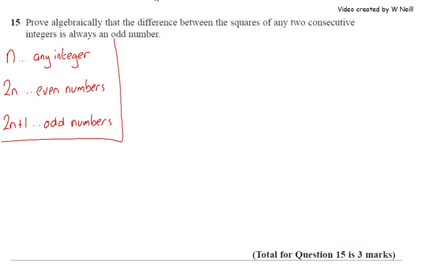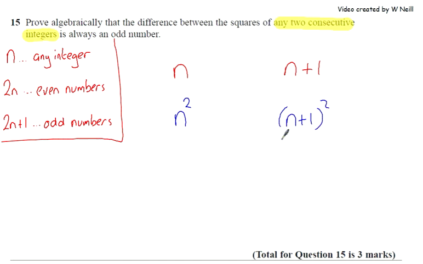Okay, so I look up at the question, and it asks me for any two consecutive integers. That is telling me that it's just this one we're dealing with. So an integer is n, a consecutive one is the next one, and that will be n plus 1. Between the squares, okay, so I'm going to square them. That's going to be n squared and n plus 1 squared.